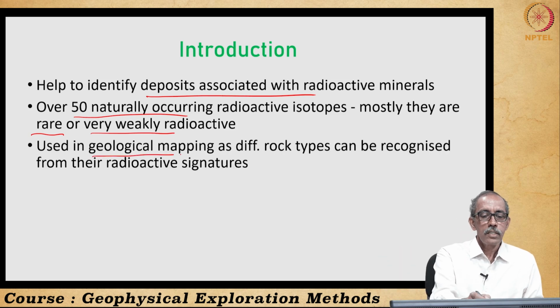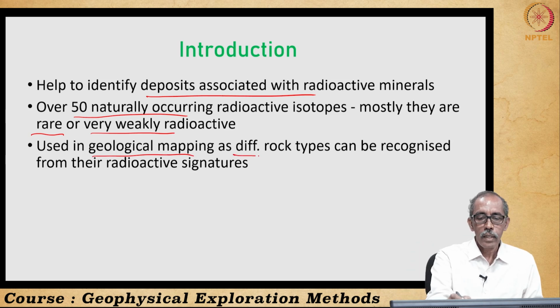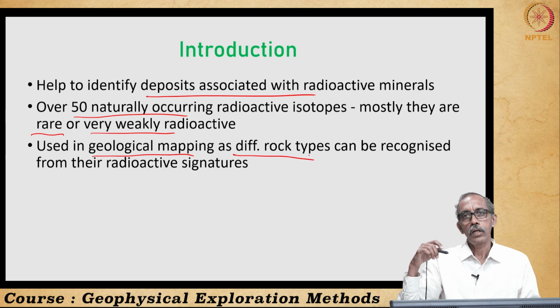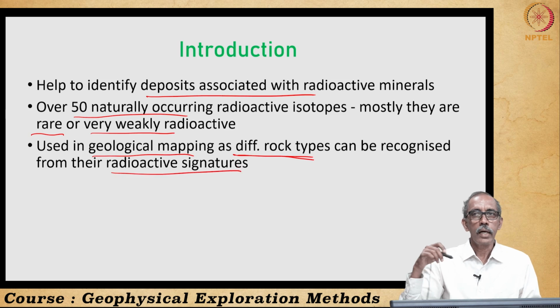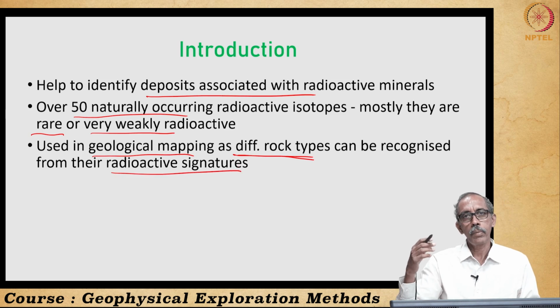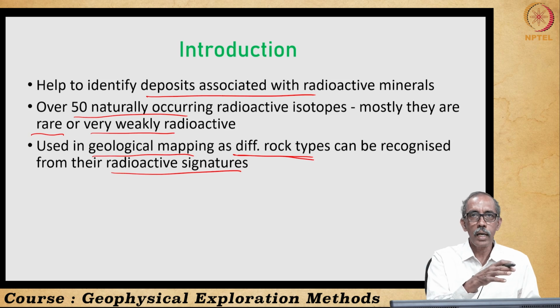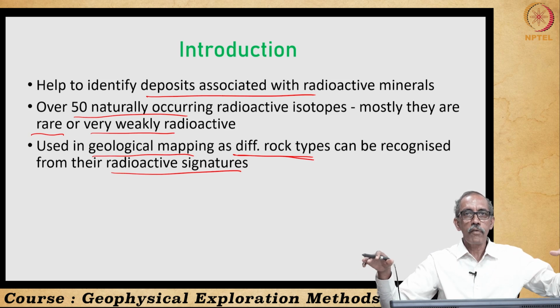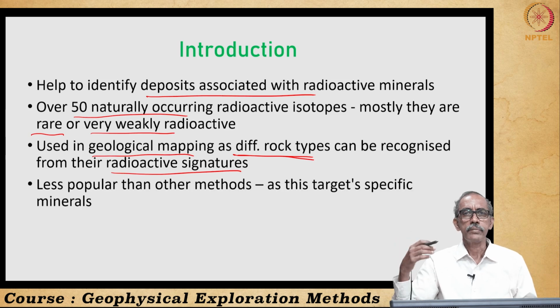This method is mostly used in geological mapping of different rock types. How are we identifying the different rock types? We are able to identify different rock types based on their radioactive signatures, right? Some rocks may have more radioactive isotopes, some rocks may not have any radioactive isotopes. So, we are able to map the surface of the earth based on the radioactive signatures.